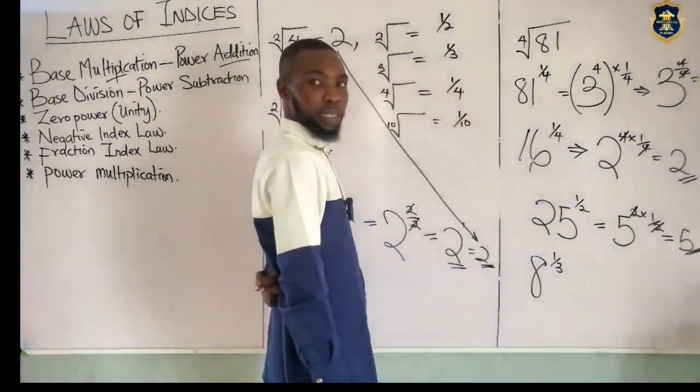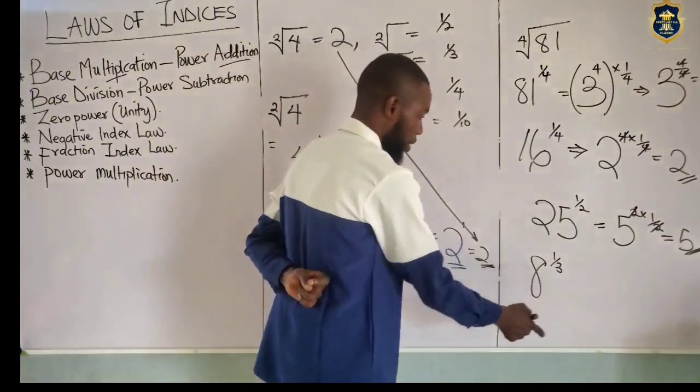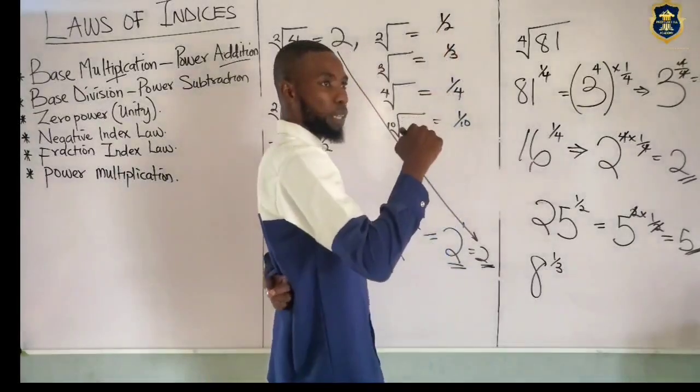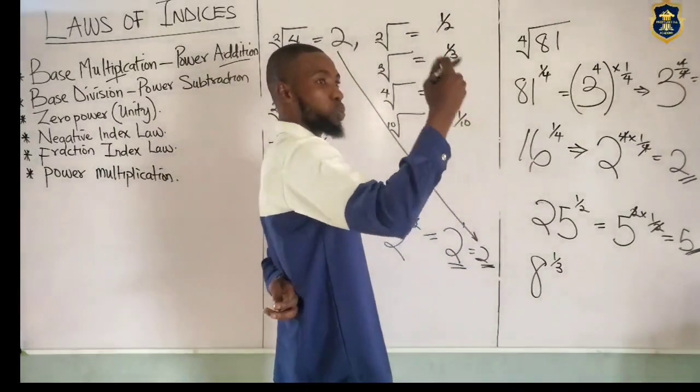Let's assume we have 8 raised to the power of 1 over 3. What can you think of, guys? We can say 8 can be equal to what? 2 raised to the power of 3. Because 2 raised to the power of 3 is 2 times 2 times 2, and that is 8.